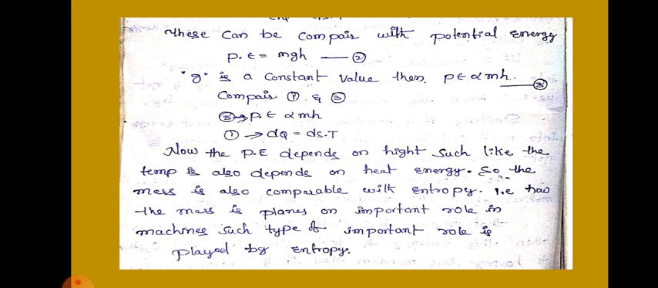So this can be compared with potential energy, that is PE is equal to mgh, equation number 2. So small g is a constant value, so then the potential energy is proportional to mh. This is equation number 3. Compare equation number 1 and 3, that is PE is proportional to mh, and dQ is equal to dS into T. So now the potential energy depends on the height, just like the temperature also depends on the heat energy. So the mass is also comparable with entropy. That is how the mass plays an important role in mechanics. Such an important role is played by the entropy.